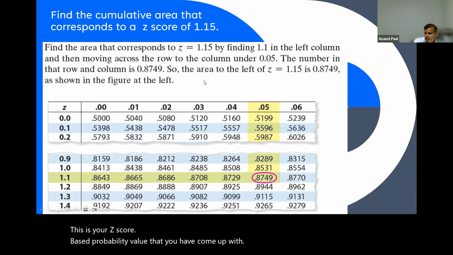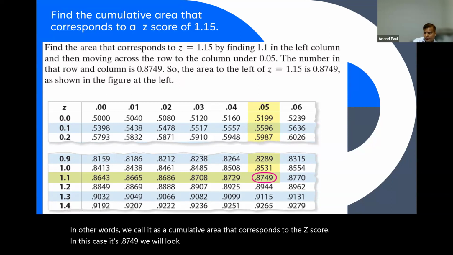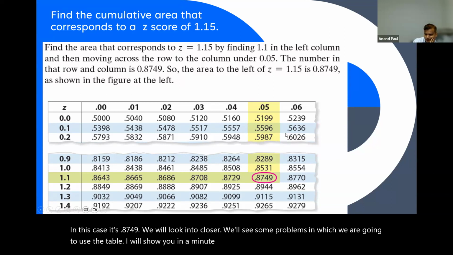In other words, we call it the cumulative area that corresponds to the z-score. In this case, it's 0.8749. We will look into it closer. We will see some problems in which we are going to use the table. I will show you in a minute how to bring this about.